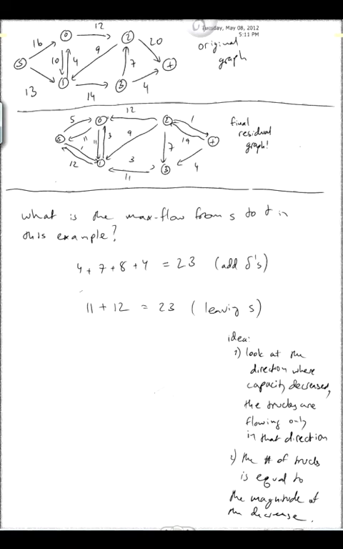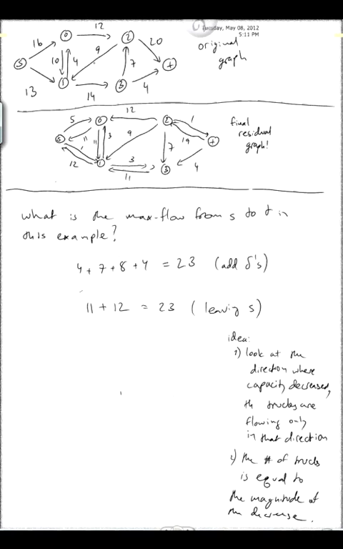So let's apply that same rule to a few other places. How many trucks are flowing from 1 to 3? Well, the original capacity was 14. In the residual, that got decreased to 3. So that means there must have been 11 trucks flowing from 1 to 3. How many trucks are flowing from 0 to 2? Well, the original capacity was 12. It got reduced to 0 because this arc wasn't even here in the final residual. So that means that 12 trucks were flowing from 0 to 2.